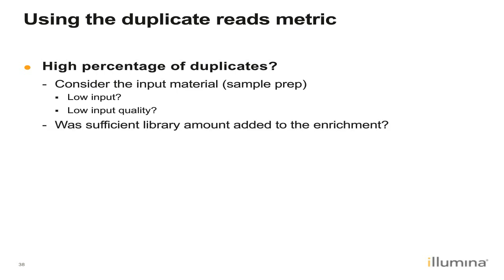We want to understand if enough of the library was added to the enrichment step. If not enough library was added during enrichment, perhaps it's not a good representation of all of the possible fragments that the panel is probing for. And then lastly, we always want to check if extra PCR cycles were added during library prep. In labs, machines are getting used by multiple people. Maybe a protocol got changed and some extra PCR cycles were added. So it's always something to check out because this can certainly introduce these types of artifacts.